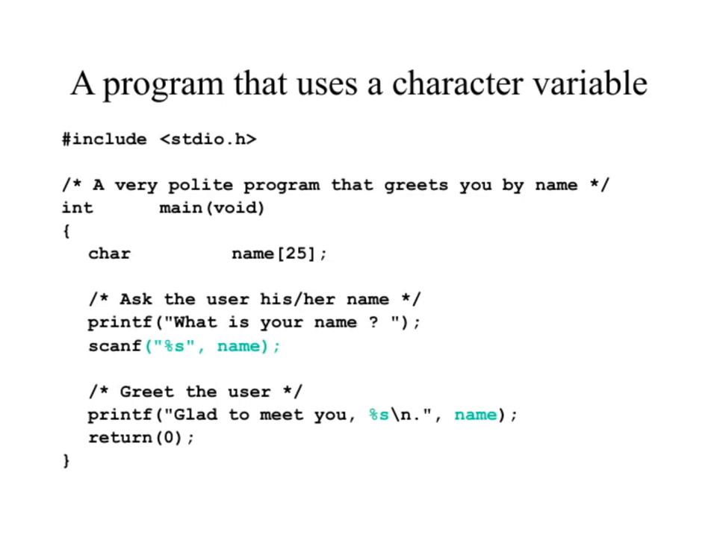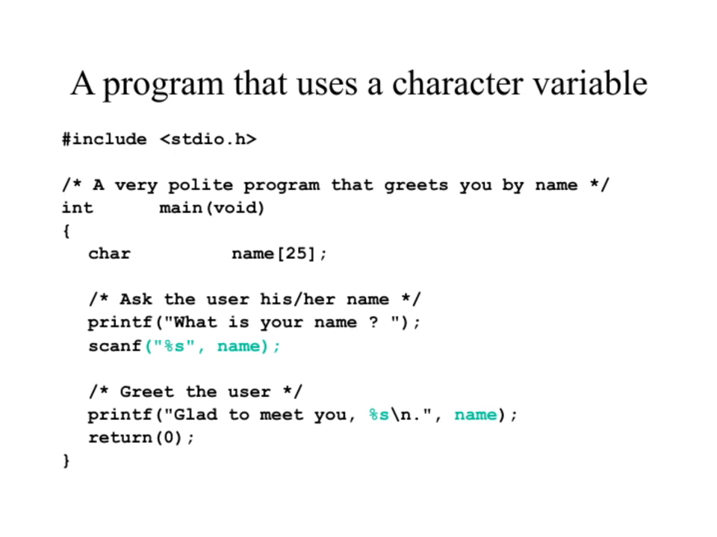All right, let's take a closer look at this simple yet illustrative program that uses a character variable. What we're seeing here is a basic C program that demonstrates how to handle user input and output using a character array, which is essentially a string in C. First, notice the line include stdio.h. This is important because it allows us to use standard input and output functions like printf and scanf. These functions are fundamental for interacting with the user.